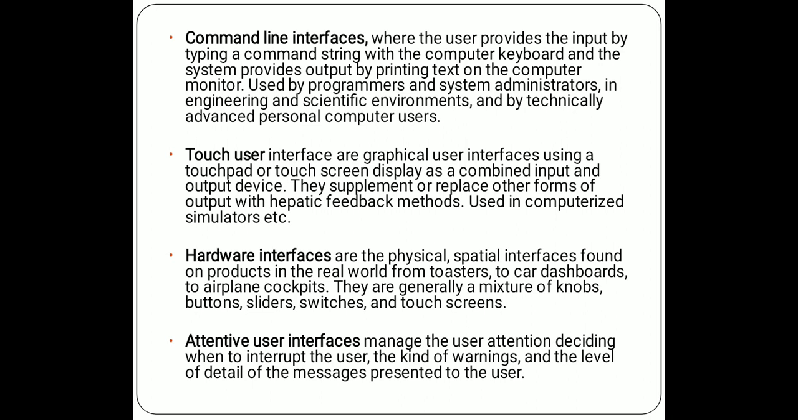Hardware interfaces. Hardware interfaces, in the sense, we can use the spatial interface found on products such as dashboards and airplane cockpits. That is generally a mixture of buttons, switches and touch screens. Attentive user interface decides when to interrupt the user and provide warnings as well as messages presented to the user.